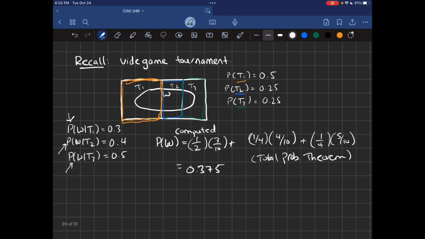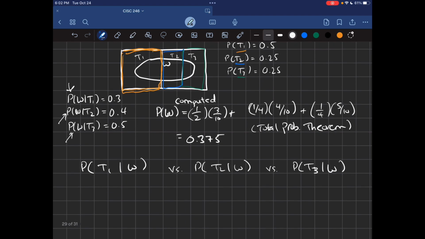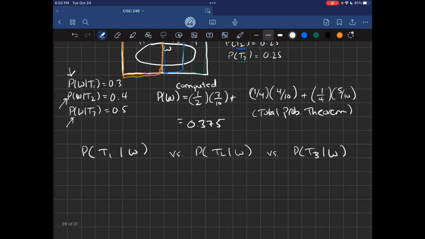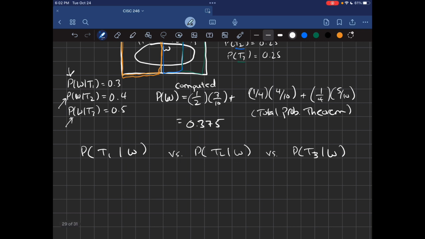What we are going to ask now is to practice our Bayes' rule. Given you won, what's the probability that you faced a type 1 opponent? And we're going to compare it to these quantities as well. In either case, you're always winning. Given that you won a game, I'm going to guess what type of player you played.